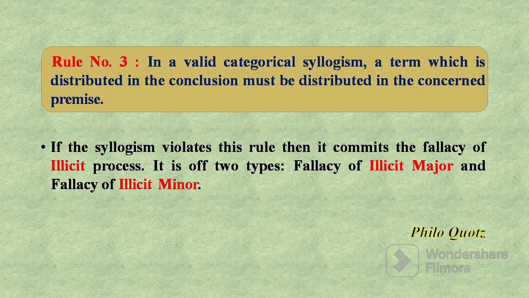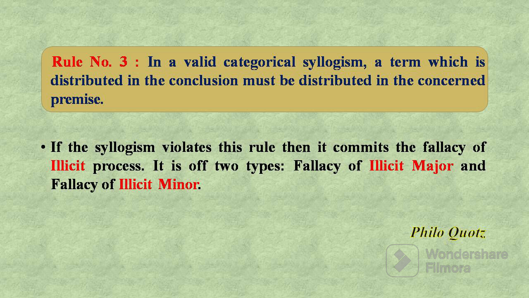Rule number 3: in a valid categorical syllogism, a term which is distributed in the conclusion must be distributed in the concerned premise. That means if the major term is distributed in the conclusion, it should be distributed in the major premise. If the minor term is distributed in the conclusion, it should be distributed in the minor premise. If the syllogism violates this rule, it commits a fallacy of illicit process. It is of two types: fallacy of illicit major and fallacy of illicit minor.